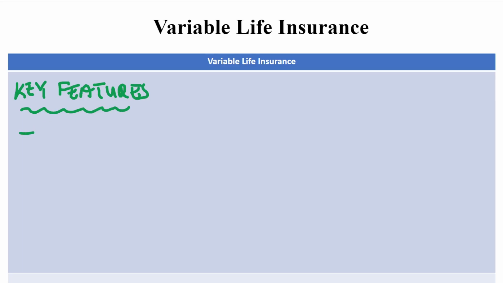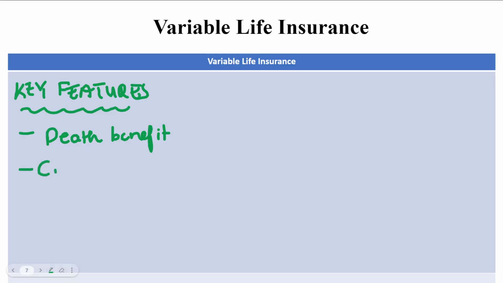The first key feature that we have is death benefit. The death benefit is the amount paid to your beneficiaries upon your death. With variable life insurance, this benefit has typically two parts. A guaranteed minimum death benefit, which is set at a policy's inception and remains in place as long as premiums are paid. Then we have an adjustable component that can increase based on the performance of the investment options. However, if investments underperform, the death benefit could decrease, but not below the guaranteed minimum.